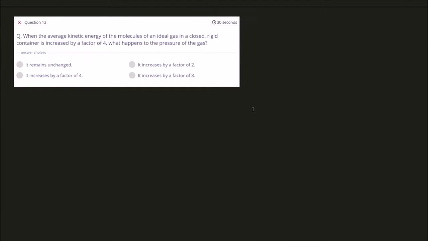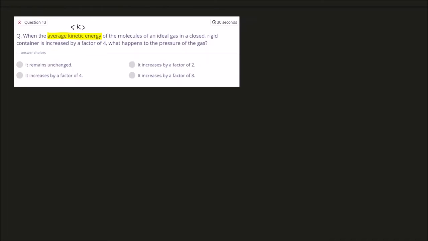Question 13. When the average kinetic energy of the molecules of an ideal gas in a closed rigid container is increased by a factor of 4. Well, that's a lot of words in a single sentence. Okay, let's slowly talk about it. Average kinetic energy, that's what we say. Average is this triangle bracket here. Then kinetic energy is K. Of the molecules of an ideal gas in a closed rigid container.